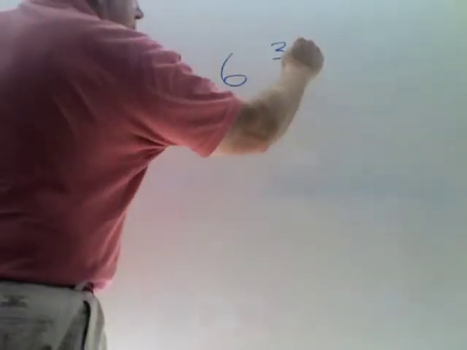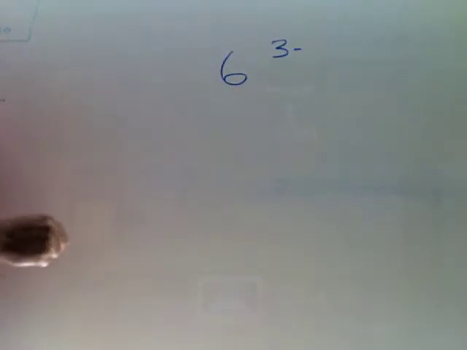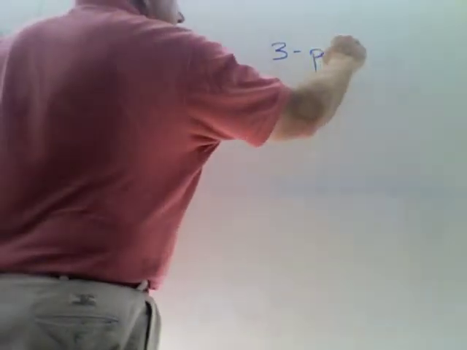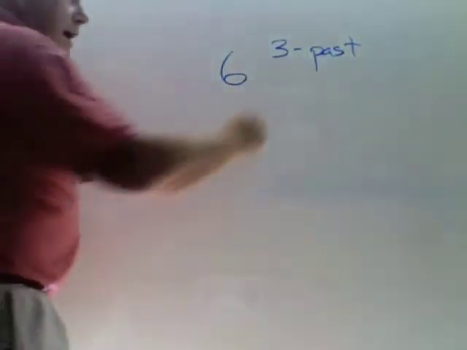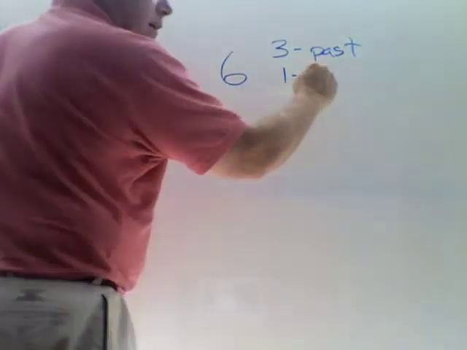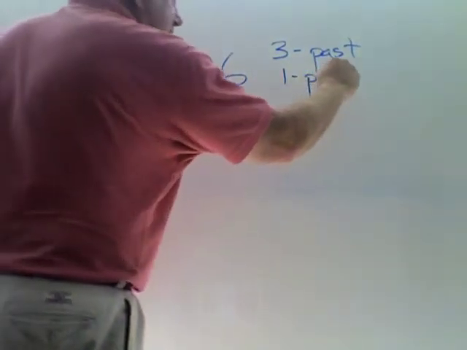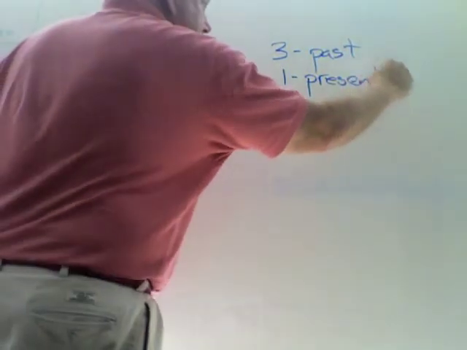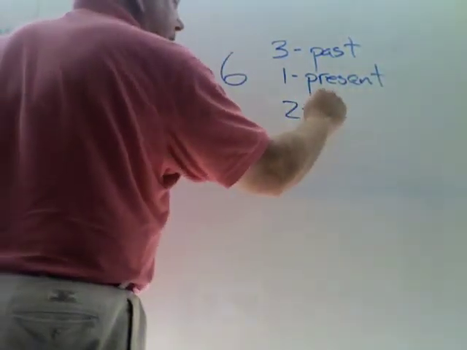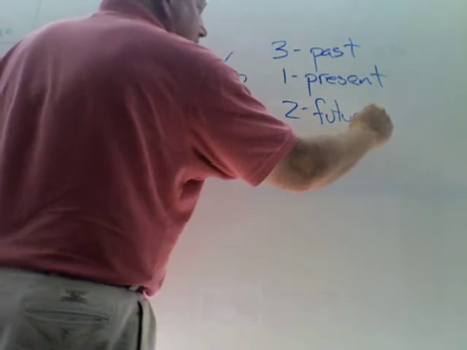Today we're going to talk about tenses of Latin verbs. In Latin, there are a total of 6 different tenses. These 6 tenses are broken down as follows. There are 3 tenses that take place in the past, 1 tense that takes place at the same time of whatever is being discussed, that's the present tense, and 2 tenses that take place at some point in the future.